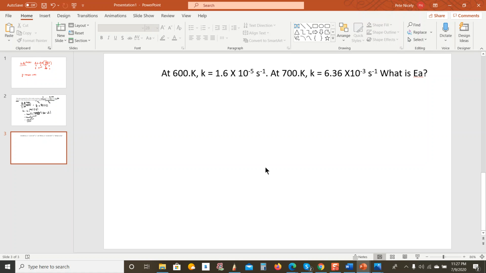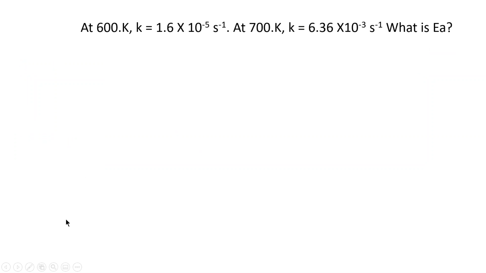Okay, so let's look at this next example. It's based on the same equation. So let me rewrite the equation down here. And in fact, we're going to use the same form of the equation that we used in the previous example. Okay, so if you recall, the equation that we used is K1 over K2 is equal to e to the minus EA over R times 1 over T2 minus 1 over T1, all right?